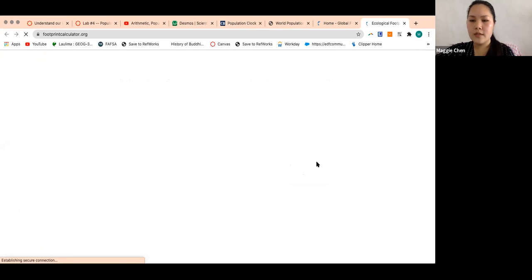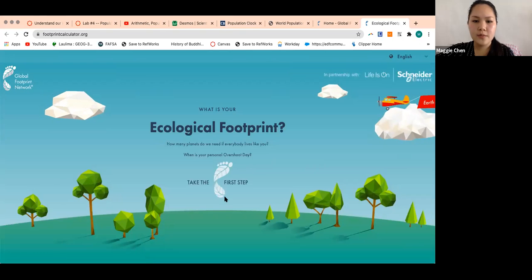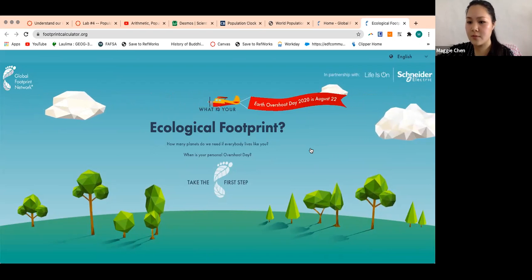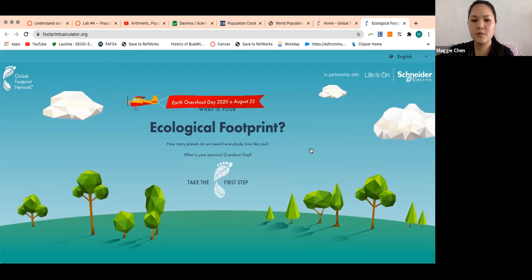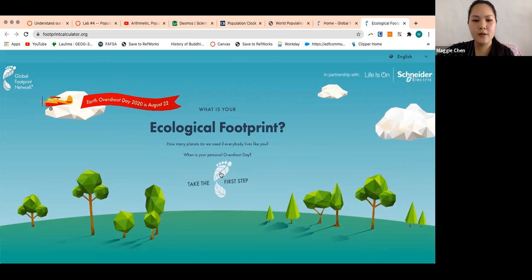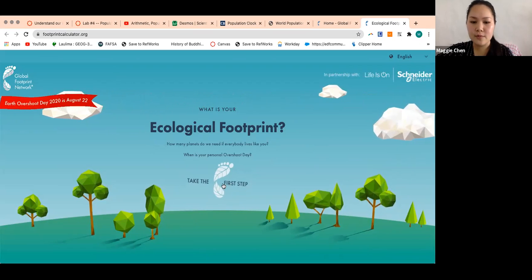So that takes us to a new page. This front page is going to show us, across this little plane, an interesting fact that for 2020, our Earth Overshoot Day is August 22nd. Overshoot Day is basically that point in time where we've used one Earth's worth of resources within that year. And each person's Overshoot Day is different, but that's what we can also find out from taking this quiz.